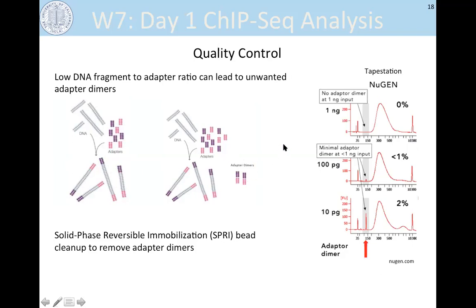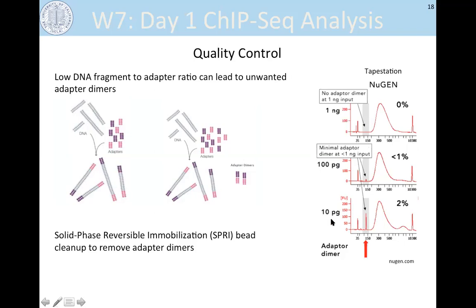And when you visualize the distribution of the fragments of your libraries on a TapeStation, for example, if you have contaminating adapters, you will see a peak around, I think, 120, depending on your adapter size. And the lower the amount of DNA used for your library construction, the higher the number of adapters, as shown here.